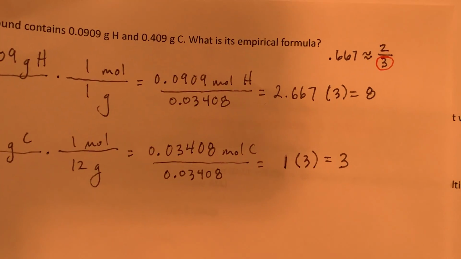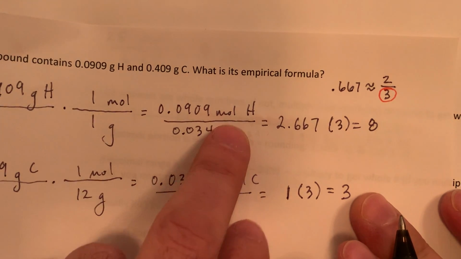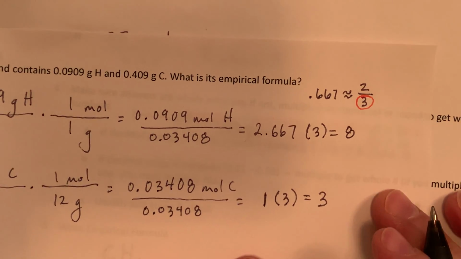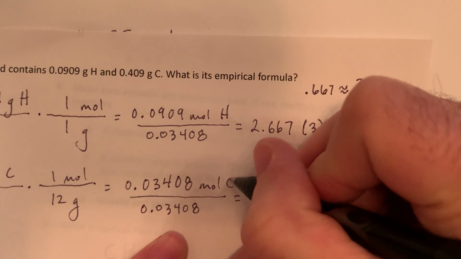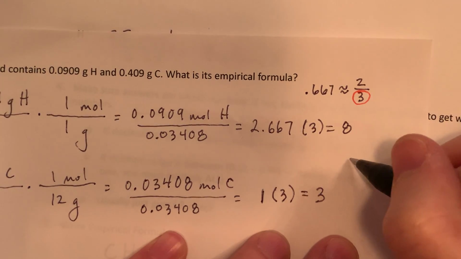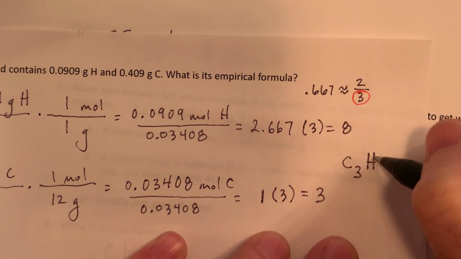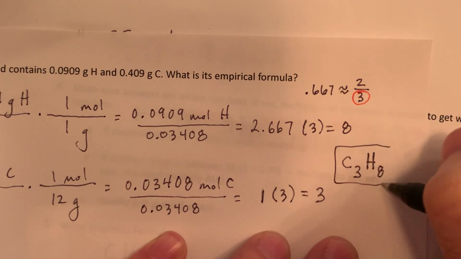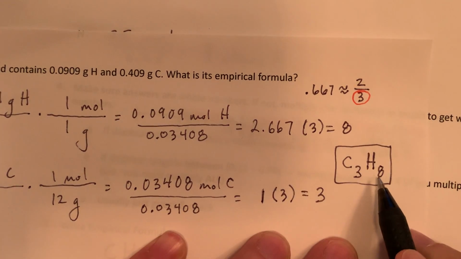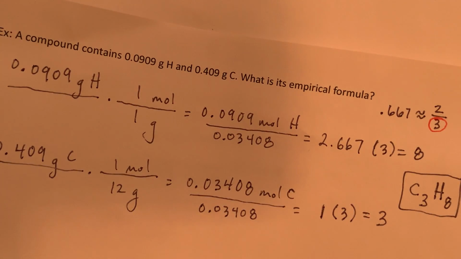Now I just write my empirical formula. This is hydrogen, and this was carbon, right? You could do it in the order I gave you, but carbon almost always comes first, so I'm going to write C3H8. That's my answer. And if you look, I can't divide these by anything and reduce it at all. That's the lowest whole number ratio, which is what I want. So that's my empirical formula.